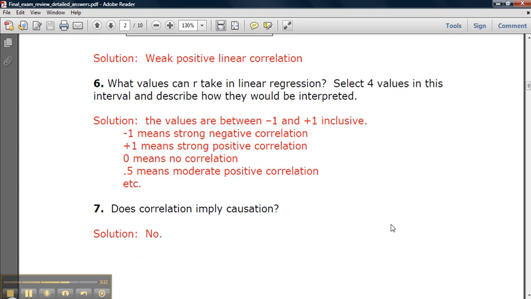Okay. Number 7, does correlation imply causation? No. Just because you find a correlation between two variables does not mean that the independent variable causes the dependent variable. Not at all. You just found a connection.